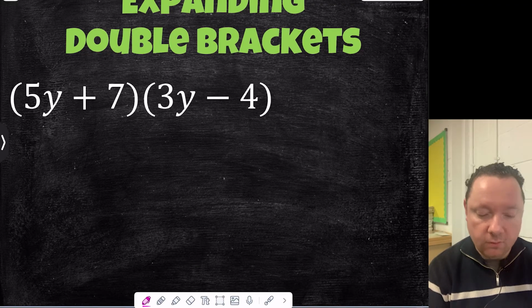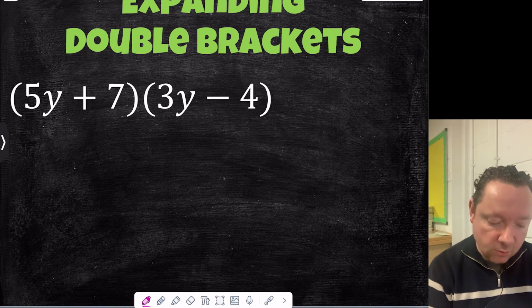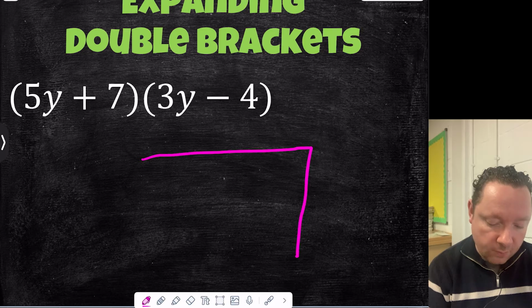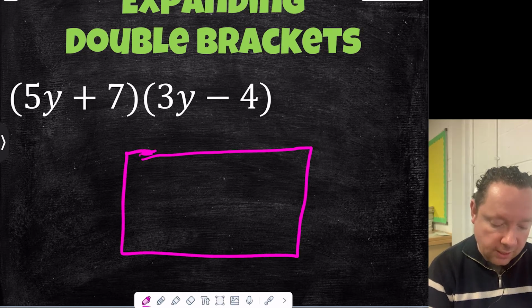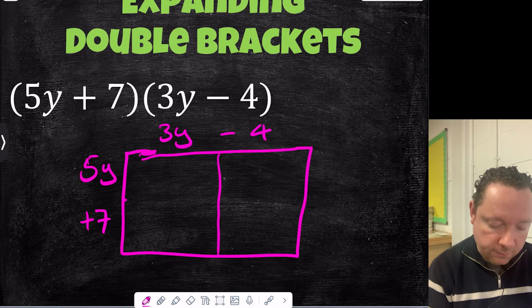Now, example of using expanding double brackets with the area method. So I draw a big box. One side, I've got 5y plus 7. And the other side, I've got 3y minus 4. Split it up into 4.